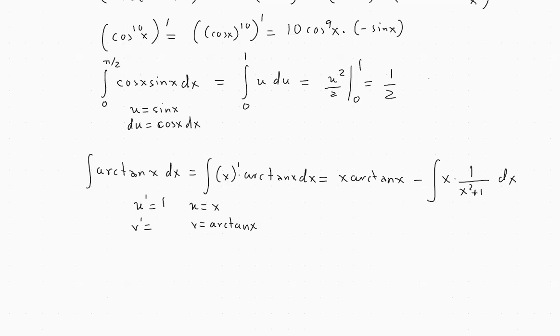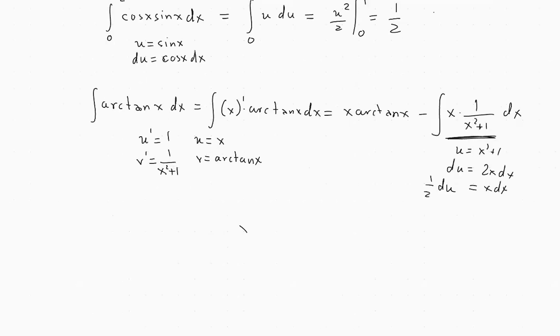This integral can be found quite easily by doing a substitution. U is equal to x squared plus 1. Du will be 2x dx. We don't have a 2, so x dx is the same thing as 1/2 du. So what do we have? We have x arctan x minus 1/2 du over u. And of course, this is x arctan x.